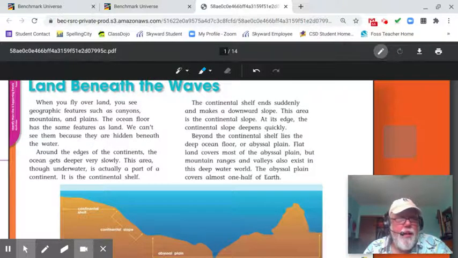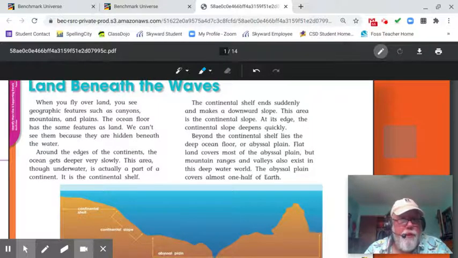Land beneath the waves. When you fly over land, you see geographic features such as canyons, mountains, and plains. The ocean floor has the same features as land. We can't see them because they are hidden beneath the water. Around the edge of the continents, the ocean gets deeper very slowly. This area, though underwater, is actually part of the continent. It is the continental shelf.